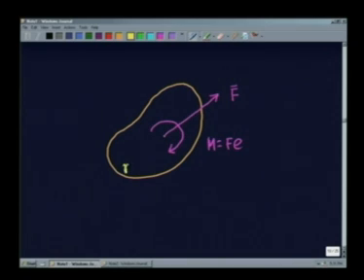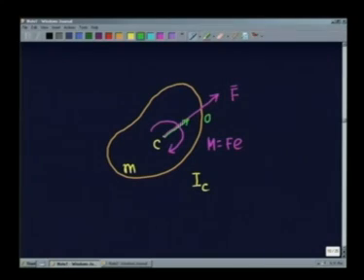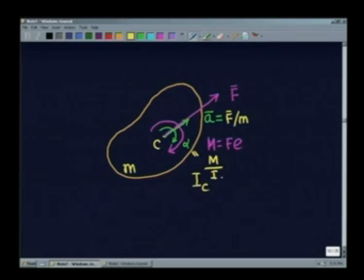So, now if the total mass of this be m and the second moment of the mass, that is the moment of inertia of the body about an axis passing through the center of mass, be I_C, then this force will cause an acceleration A of the center of mass in this direction, and it will cause an angular acceleration alpha due to this moment, and their quantitative dependence will be: A equals F divided by m, and alpha equals the moment divided by I_C.